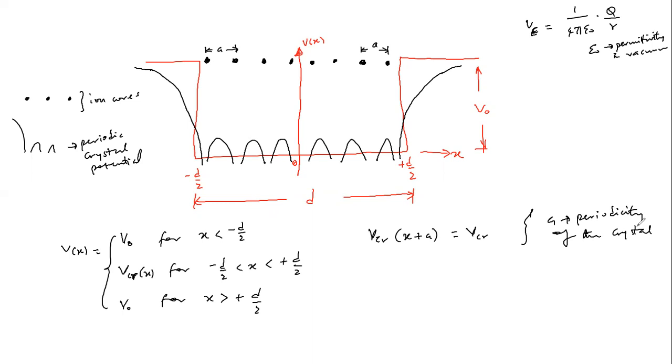Following through from here, the corresponding time-dependent Schrodinger equation for the dimension minus d over 2 less than x less than plus d over 2 is given as the Hamiltonian operator operating on the wave function, which is the same as H naught at the crystal potential.